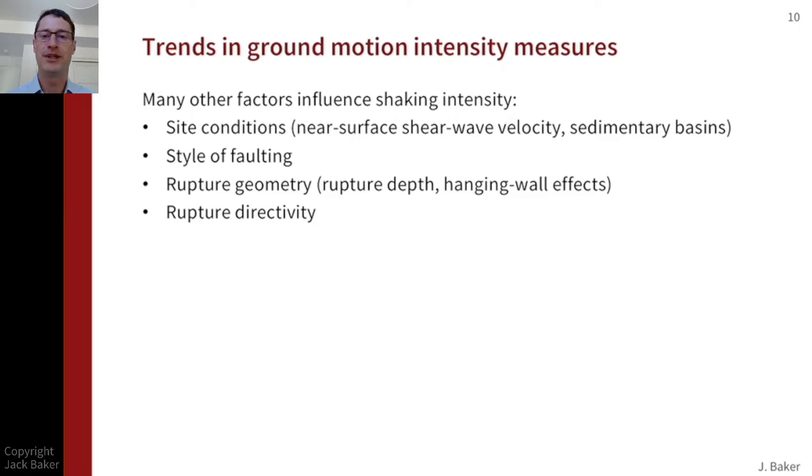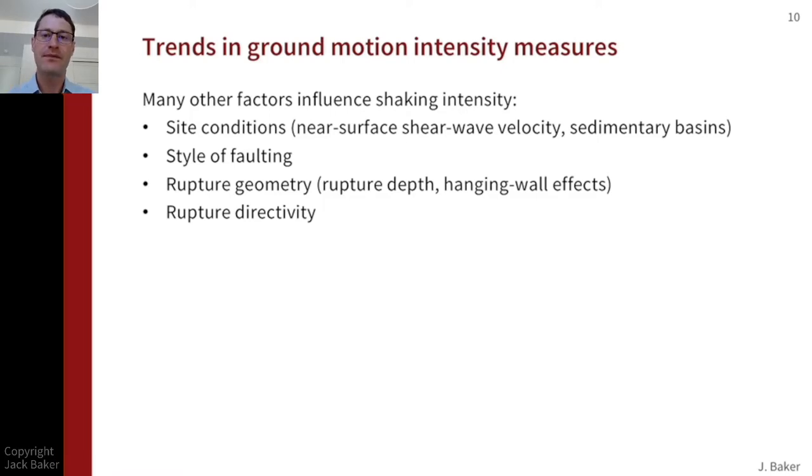In terms of the rupture, we also think about the style of faulting. So the nature of the movement at the interface can influence the amplitude of waves and the ultimate shaking that results from the rupture. We also think about the geometry of the rupture in terms of its depth, or if we're sitting on one side or the other of an inclined fault. Directivity of the rupture, where waves tend to arrive in a synchronized manner, can influence the ground motion intensity and other metrics as well.